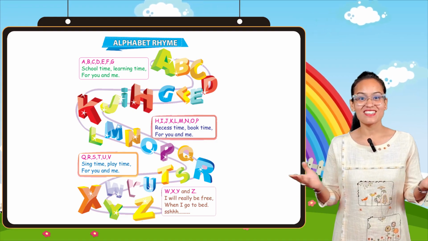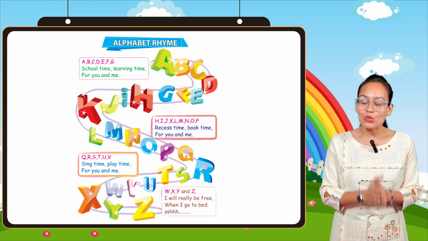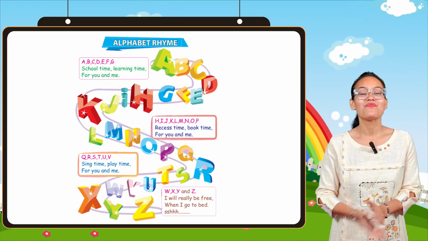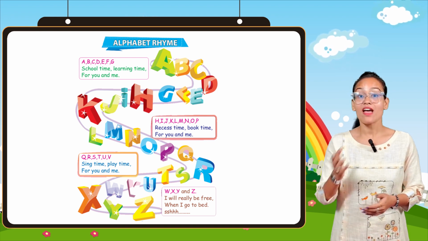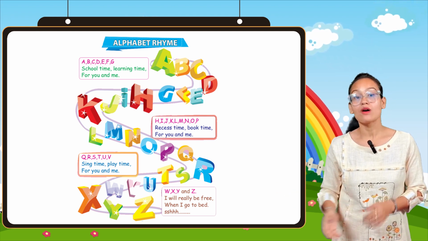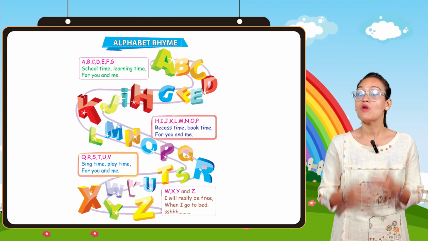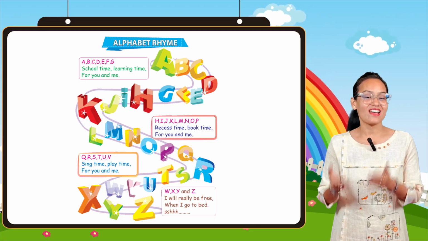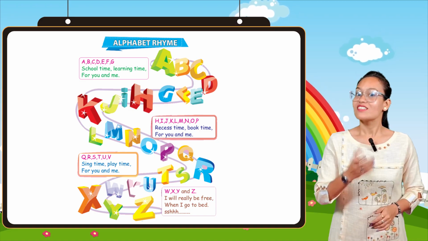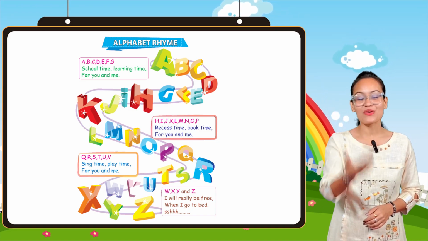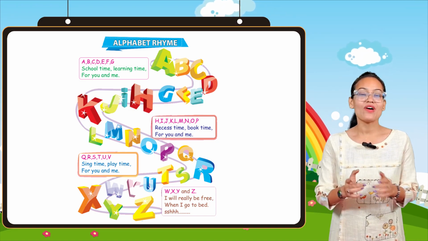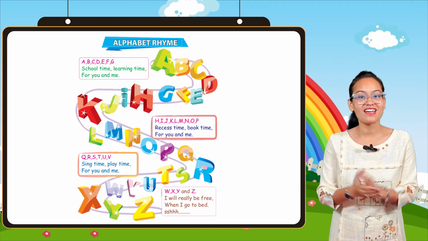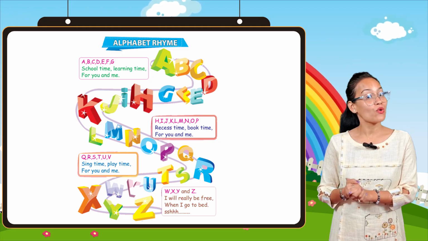A, B, C, D, E, F, G. School time, learning time for you and me. H, I, J, K, L, M, N, O, P. Recess time, book time for you and for me. Q, R, S, T, U, V. Sing time, play time for you and for me. W, X, Y, and Z. I will really be free when I go to bed.